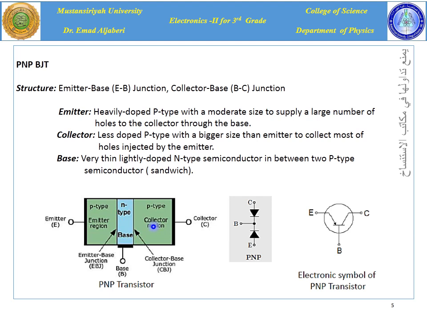The electronic symbol of the PNP transistor is shown in this figure. We see here the arrow enters the transistor, whereas in the NPN transistor the arrow exited from the transistor.